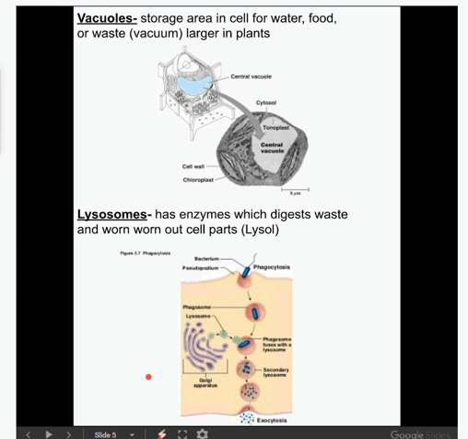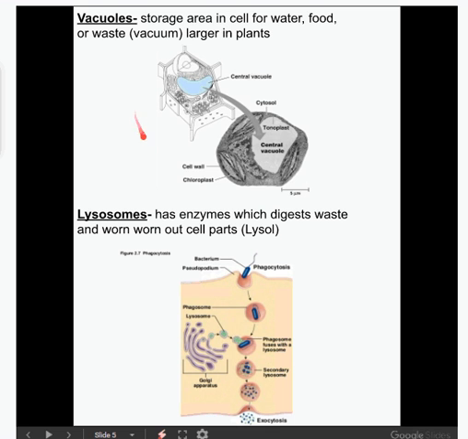Vacuoles are a storage area. Plants have a large central vacuole that helps to keep them rigid. We use the term turgid. It helps it stand up. All right, and so when plants get dehydrated, this central vacuole kind of shrinks and the plant wilts, falls over under its own weight. It's a great storage place for food, water, or wastes.